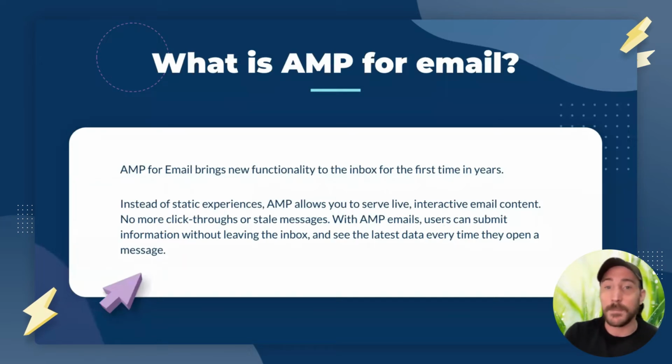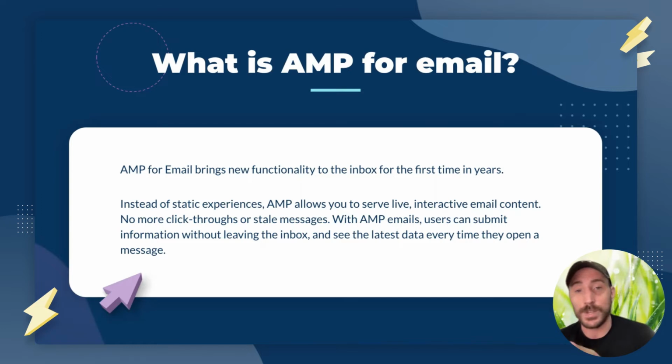AMP emails are anything but static. They allow you to serve live, interactive content pulled the second your user opens their email. Current, relevant information every time they see your emails. Plus, they can submit information directly from their inbox. No more having users click through to a landing page or a custom site. You can get the information you want immediately, nothing in the way.